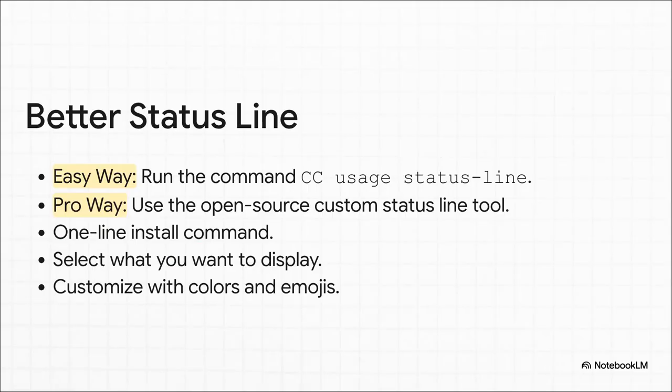And getting this set up is surprisingly easy. The quick way is to just use that same CC Usage tool. It actually has a built-in status line command. But for those of you who want total control, there's an open source tool that lets you customize literally everything with a simple installer. You can pick and choose which stats you want to see and even add colors and emojis.